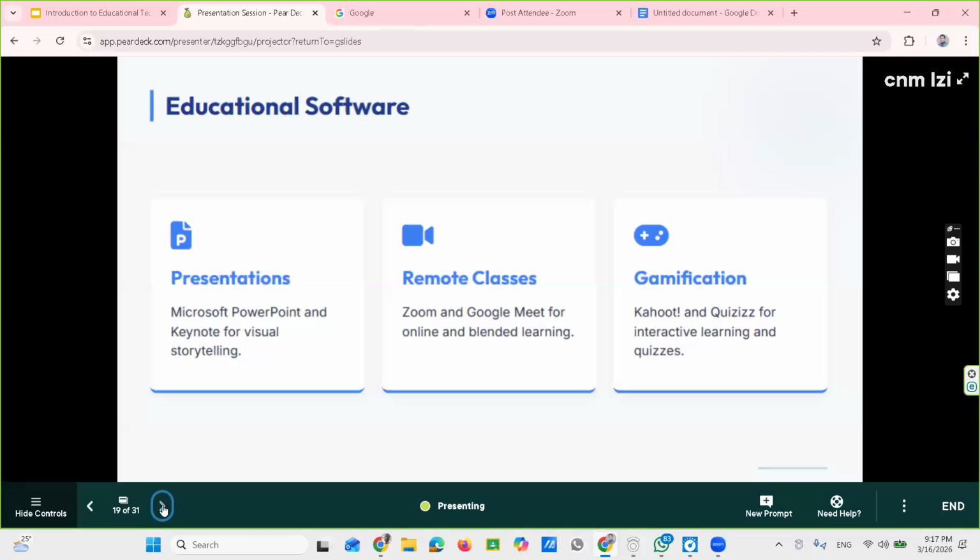These are under remote classes. Then gamification, another popular area. Normally, if you want to get your students' focus, or if you want to encourage your students with your lesson, then you can do some gamification in the classroom, play-based. Right? There are some tools on the internet like Kahoot or Quizizz.com.